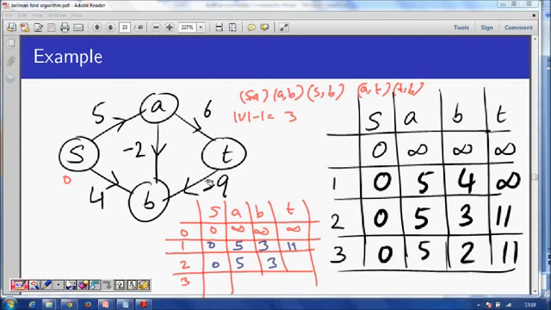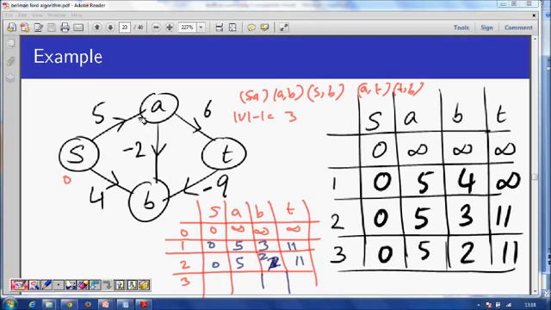S to B is done. A to T, again 5 plus 6, 11. T to B now will work, so it is 11 minus 9, so it becomes 2, so it will get updated and become 2 here. And this was 11.